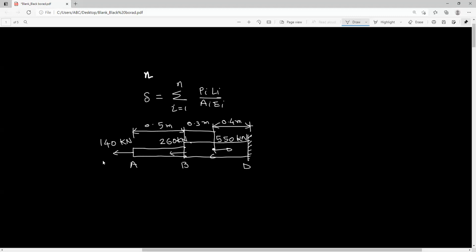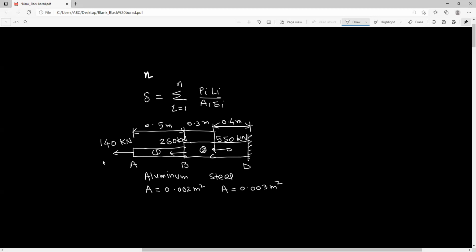The first component is made of aluminum. The second component is made of steel. The cross-sectional area of part 1 is 0.002 meter square, and the cross-sectional area of the second part is 0.003 meter square.